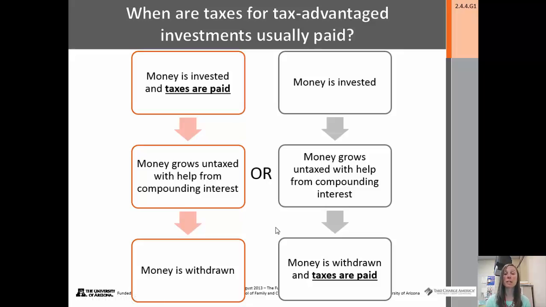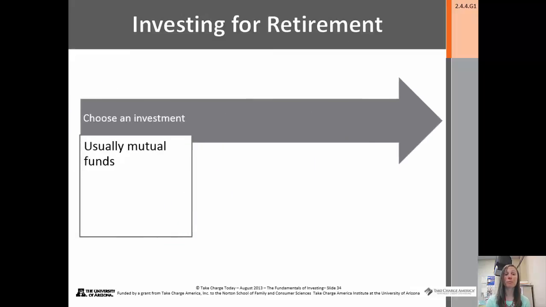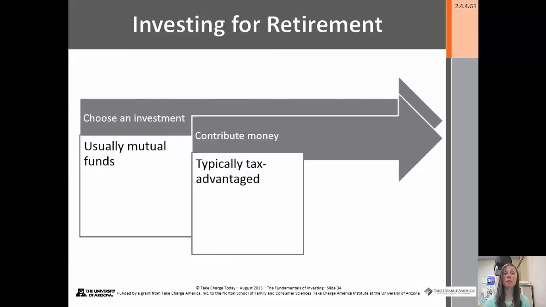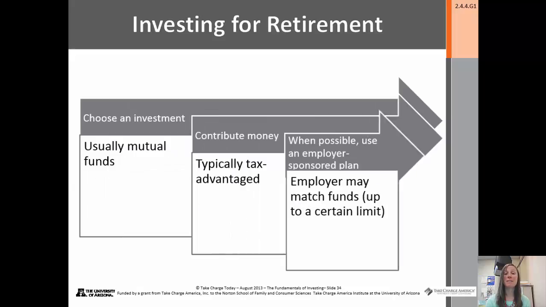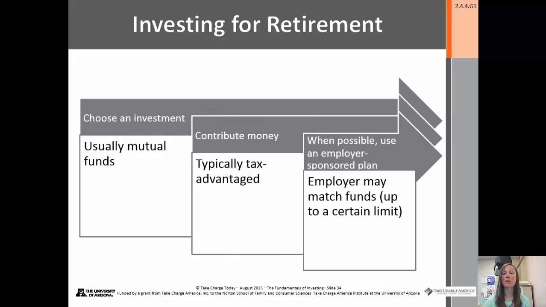403b and Roths are examples of tax advantage investments. They're usually mutual funds, typically tax advantage for retirement, and the employer may match funds. This is a great option if your employer does this. It's something you definitely want to check out. If your employer will match whatever you put in, so if you put in $300 and they put in $300, that's free money for you in your retirement account. But if you put in nothing, they will put in nothing. So you really want to see if your employer does that.